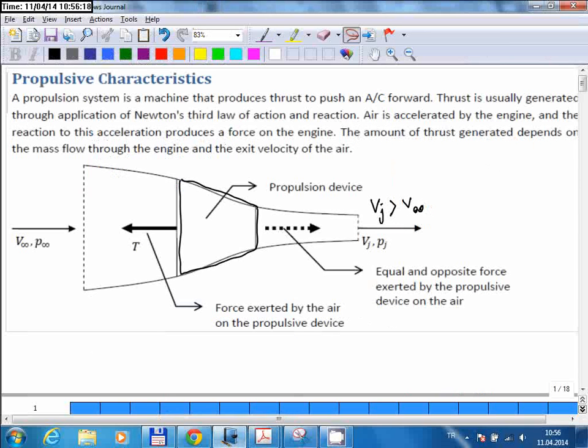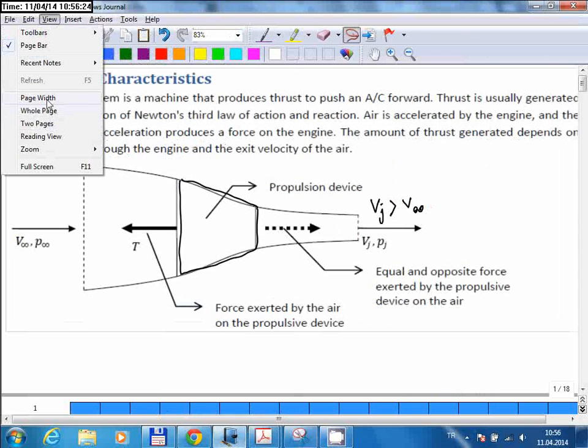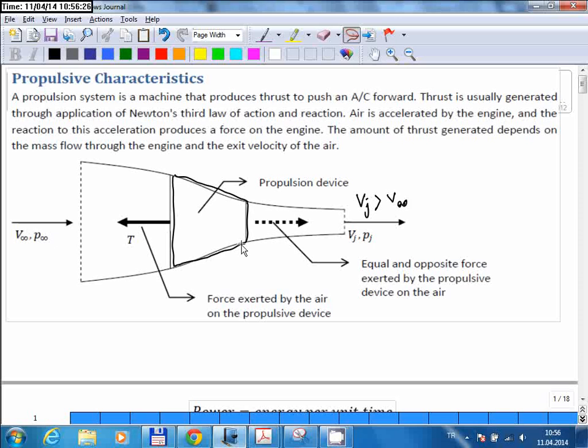Okay, now let me come back to today's topic. Okay, now we come back to the same diagram as before. So as I said, a certain amount of air goes into the engine, and it exits the engine with an increased speed. And this is necessary for thrust generation, by the way.